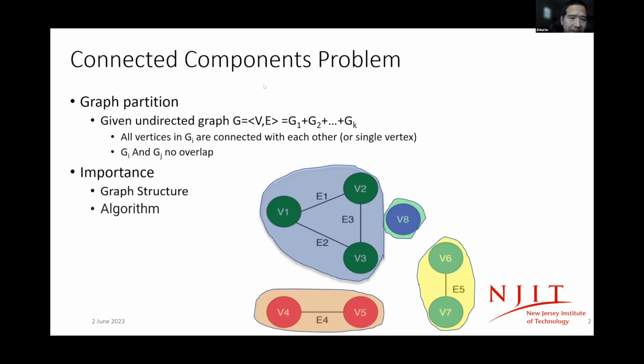A component is a basic unit, a basic structure of the graph, and at the same time, many other graph algorithms must work on connected components. So the connected components algorithm is very important. It's a basic graph algorithm. Here is a very simple example.